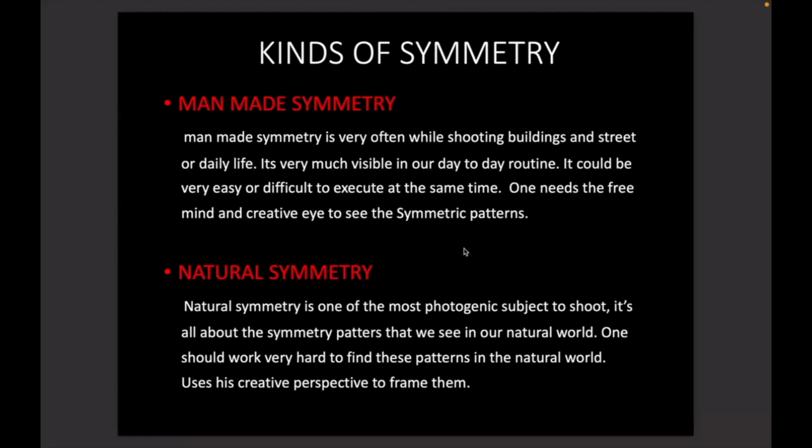So there are two kinds of symmetries. One is man-made symmetry, the other is natural symmetry. Man-made symmetry, definitely you will find in the buildings and streets of daily life, and of course in your routine life. But like I said, it is very easy and at the same time very difficult to execute as well. But natural symmetry, of course, is one of the most photogenic subjects to shoot. It is all about symmetry patterns that we see in our natural world. One should work very hard to find these patterns in the natural world, and use his creative perspective to frame them.